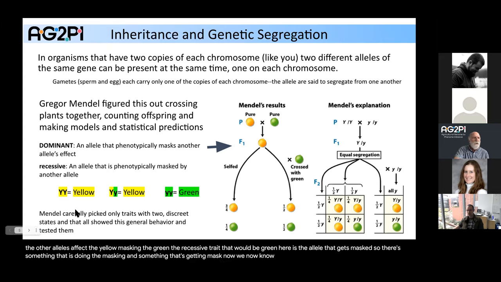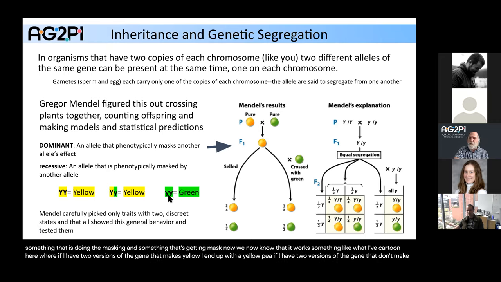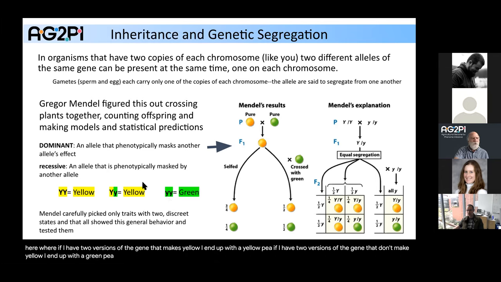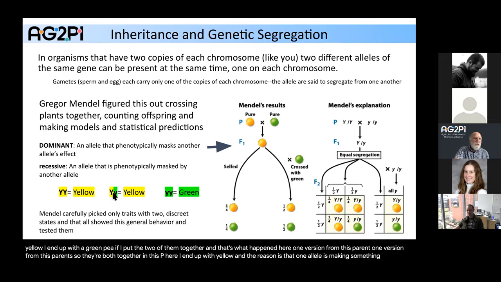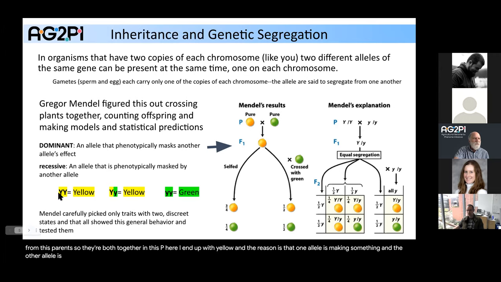Now we know that it works something like what I've cartooned here, where if I have two versions of the gene that makes yellow, I end up with a yellow pea. If I have two versions of the gene that don't make yellow, I end up with a green pea. If I put the two of them together, and that's what happened here, one version from this parent, one version from this parent, so they're both together in this pea here, I end up with yellow. And the reason is that one allele is making something and the other allele is not. In this case, the allele is making this enzyme that makes the pea turn yellow. In this case, no allele is making that enzyme, and so the pea is not yellow.